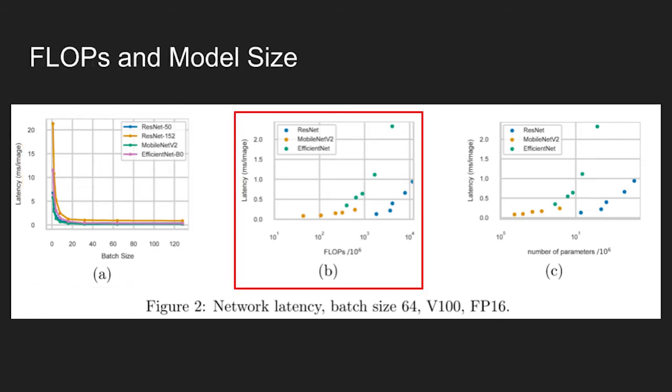The flop is also a popular index to measure the network efficiency on edge device. The same way as testing different batch sizes, the authors check whether the inference latency is still in proportion to the flops on GPU. Figure B shows the inference latency against flops for ResNet, MobileNet v2, and EfficientNet at batch size 64, and figure C shows scatter plot of the model sizes. As shown in the figure, it is clear that the inference latency on GPU depends on neither flops nor model size at all.